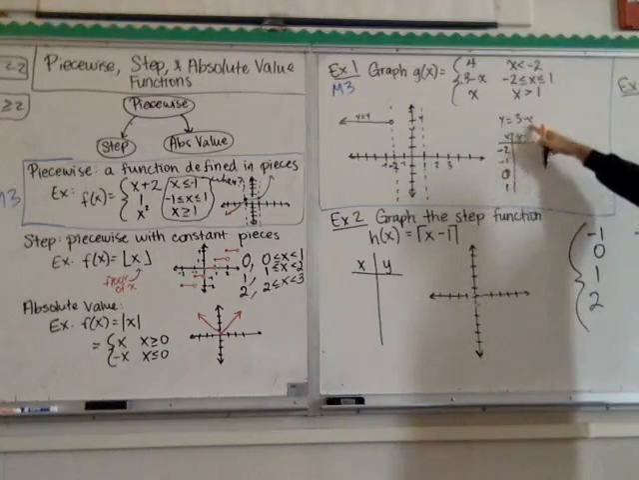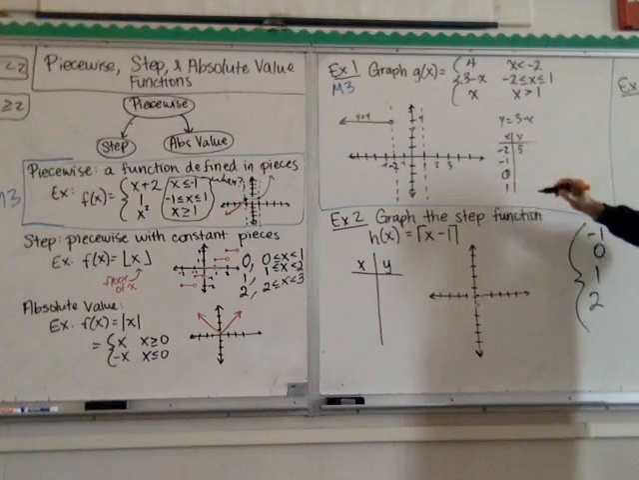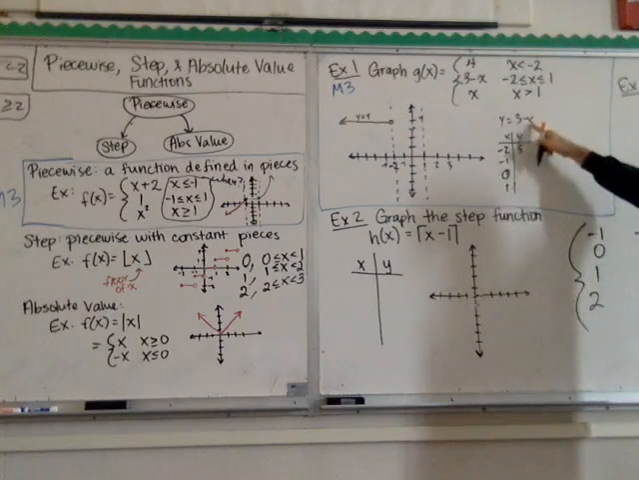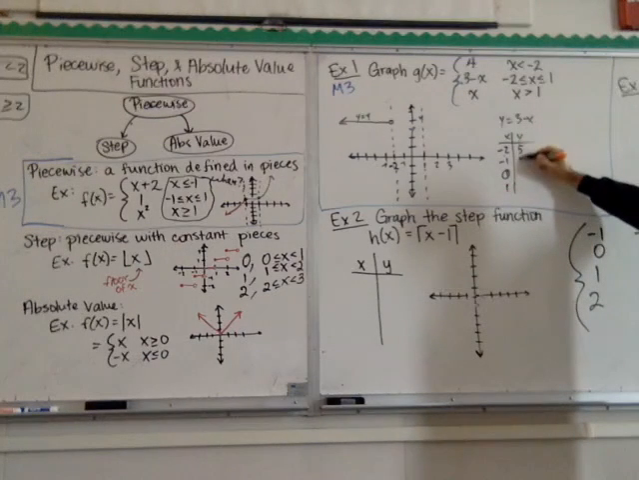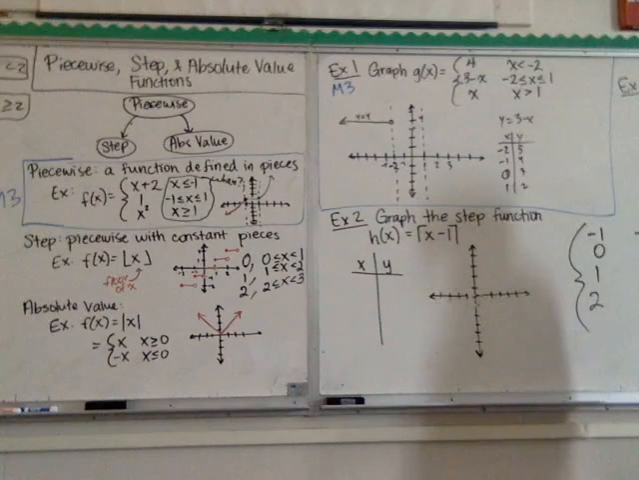So -2 in here, 3 minus -2, it's a negative, we add them, we get 5. -1 in here, 3 minus -1, 4. Put a 0, 3. Put a 1, 2. So you can use a table to graph anything, remember. You can use a table.